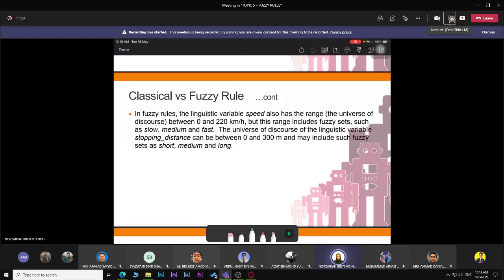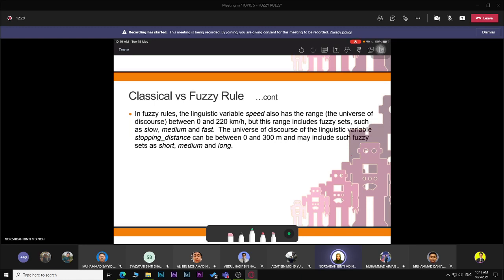So there is no more true and false between speed is slow and fast. So there are 3 sets and the sets intersect each other. Right, there is overlapping between each set, right? And then the universe of discourse of the linguistic variable stopping distance can also be about 0 to 300 meters. So this also includes some fuzzy sets, which are short, medium, or long. Okay, so that is the difference between classical and fuzzy rule.